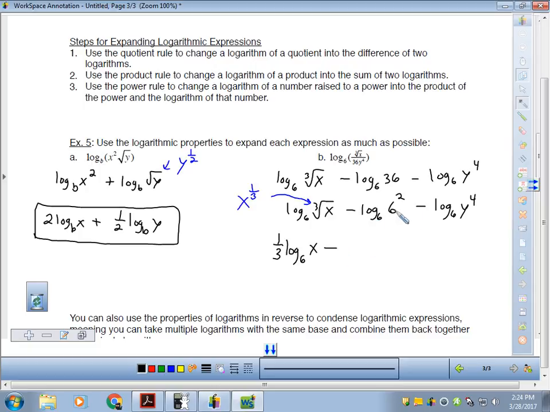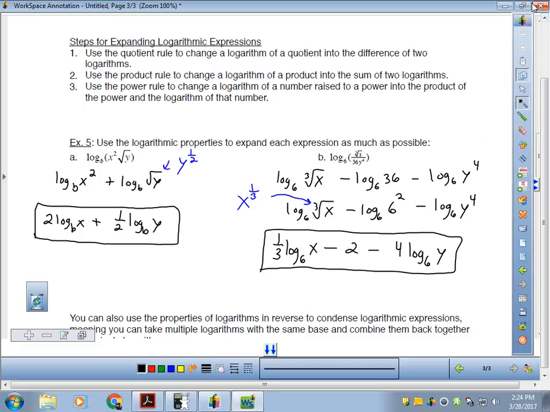minus, here we can actually use our inverse property. We have a logarithm with a base 6, exponential with a base 6. They can cancel. All that's left over is the 2 from the exponent. And minus, on this one we can bring the power to the front, so we have 4 log base 6 of y. So there we go, there it is, fully expanded. Okay, so that's expansion. You just use your properties to break them apart as much as you can.